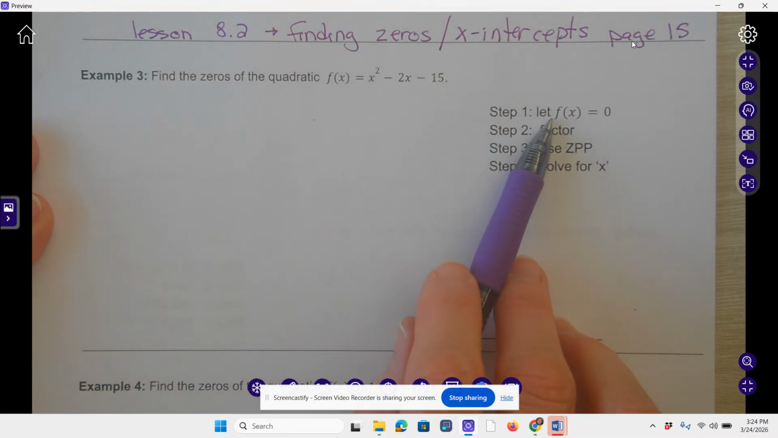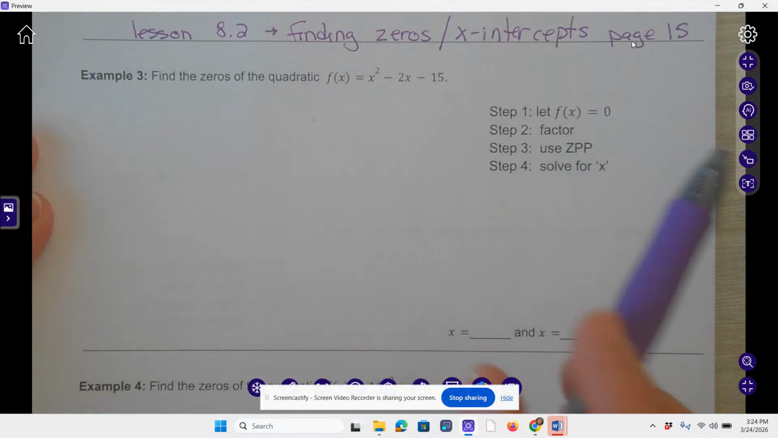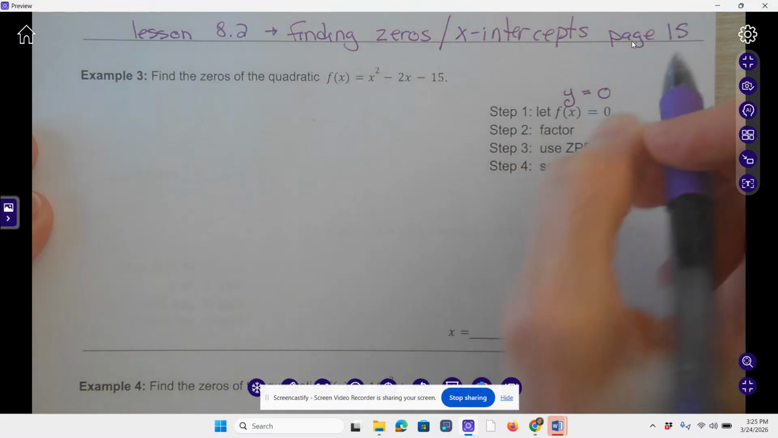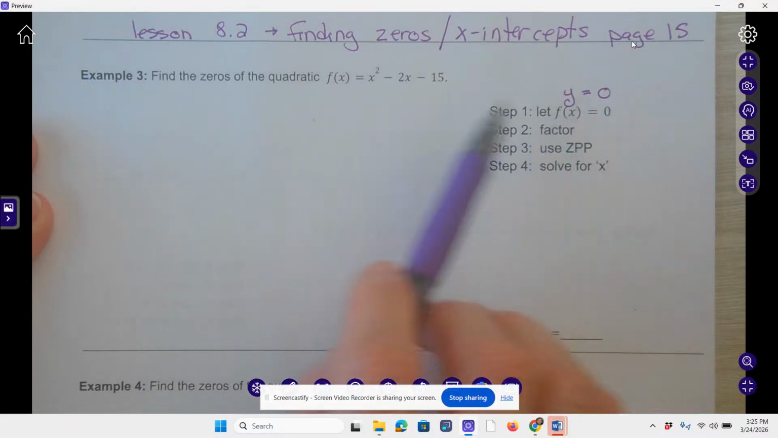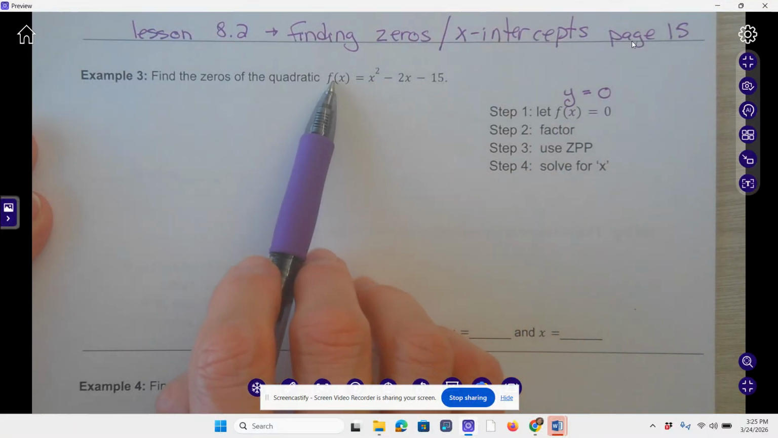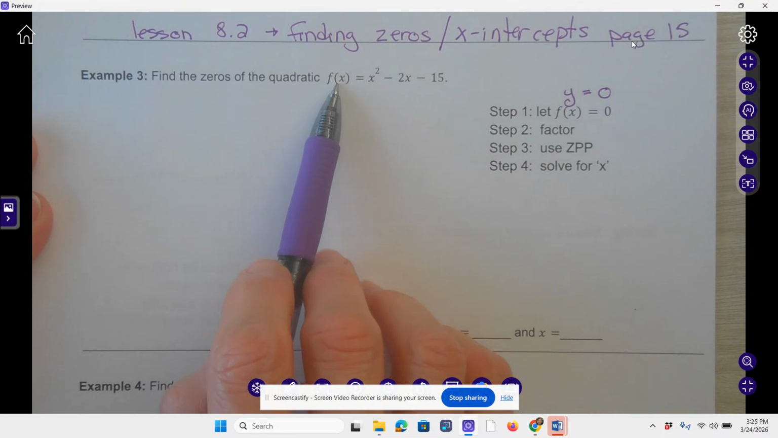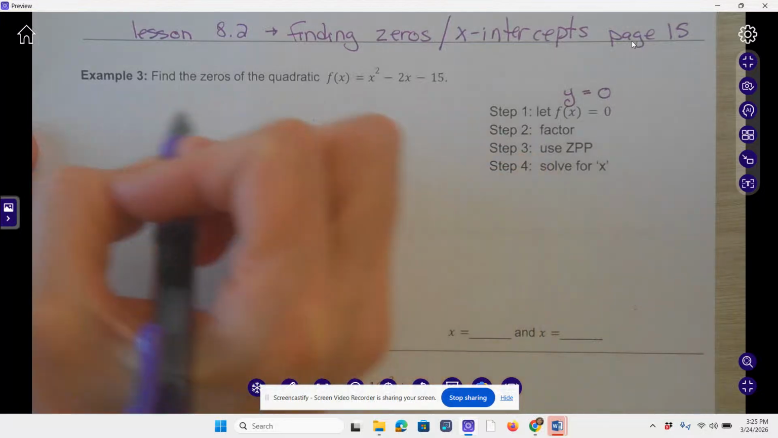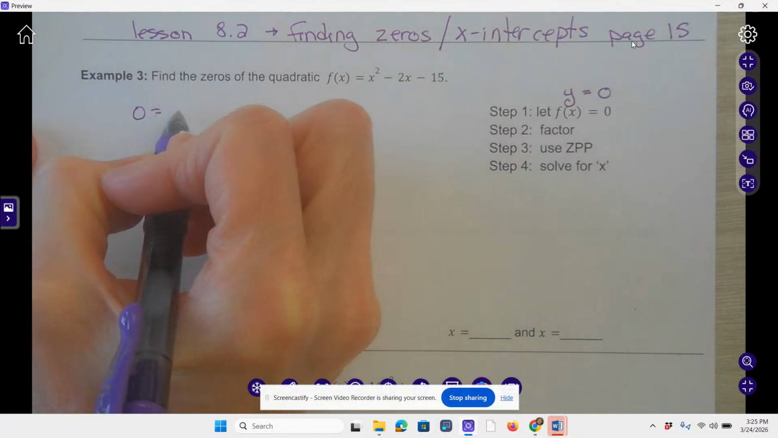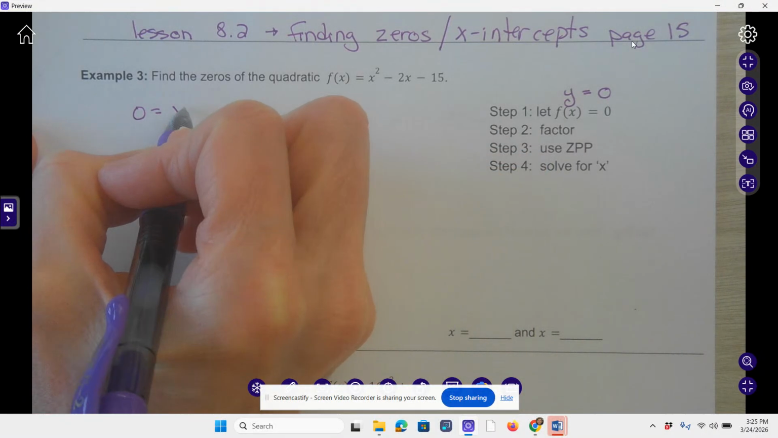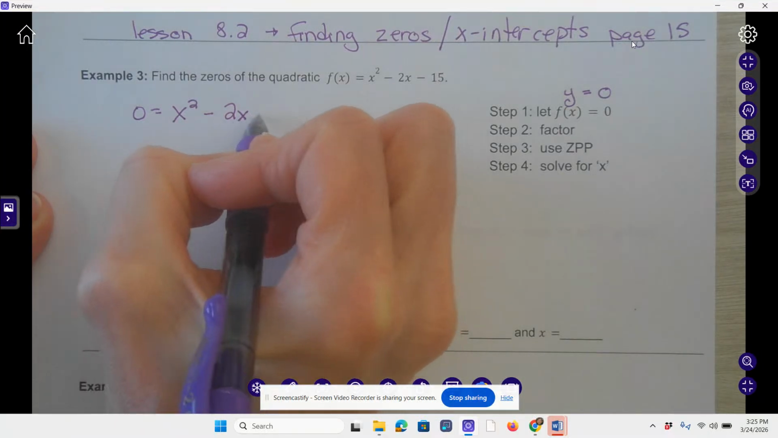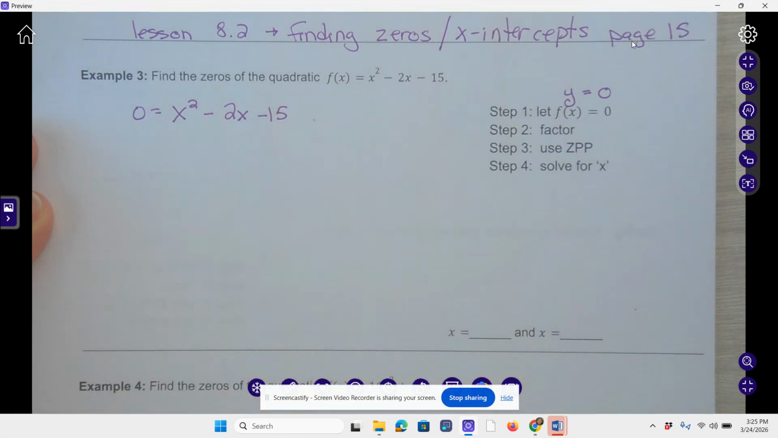So it says step 1, let f of x equal 0. Remember, f of x is the same as y. So if you find f of x in this equation, it's right here. So the first thing we want to do is replace that f of x with a 0. So instead of f of x equals x squared minus 2x minus 15, we're going to say 0 equals x squared minus 2x minus 15.